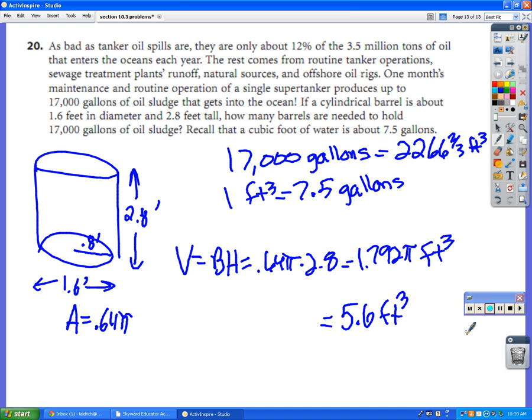404 point what? 7. Okay, and so now, Manuel said at the very beginning that he wanted me to round up because we want to know the total number of barrels. And I said we're going to wait till the end. And so when we get an answer of 404 point 7, then we're going to round that up to actually 405 barrels.